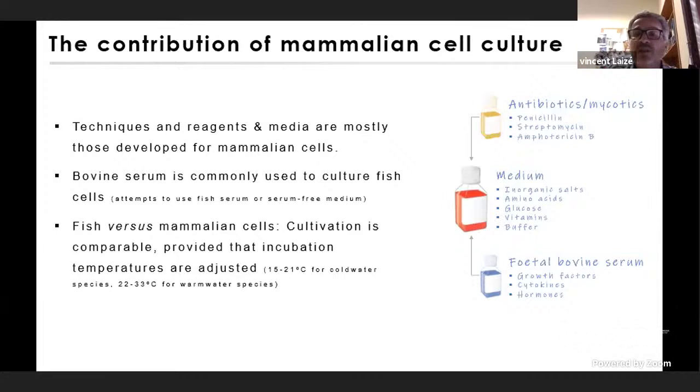There is a special mention for the FBS, the bovine serum, which is used to grow fish cells. It may seem physiologically inappropriate to use bovine serum to grow fish cells, but actually it has been working quite well. And it also represents an enormous financial benefit, because it would be impossible to have enough fish serum in quantity sufficient to sustain fish growth worldwide. So it is economically very important that fish cells can grow using bovine serum.